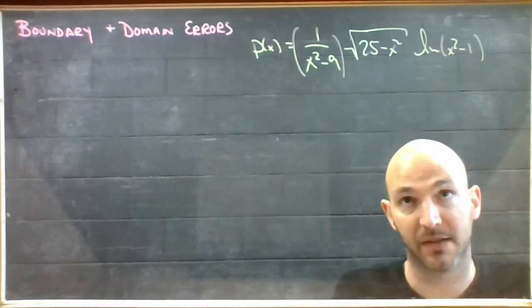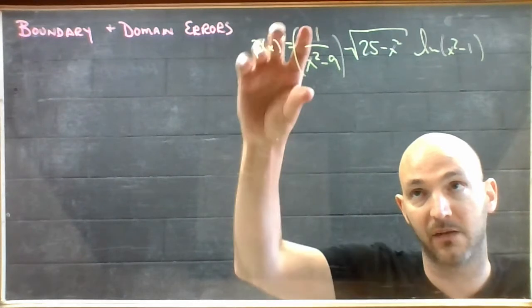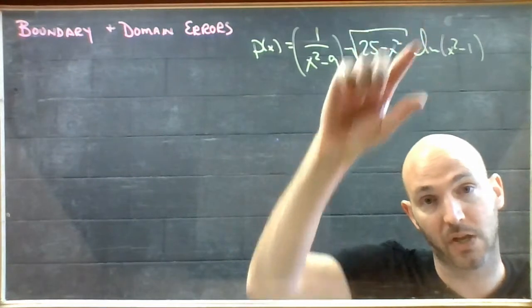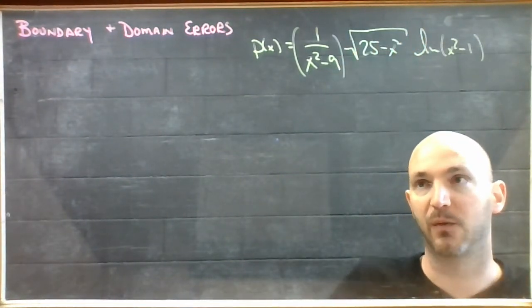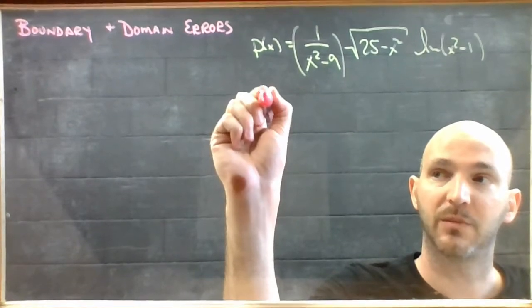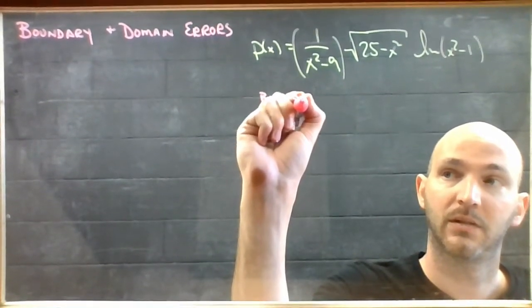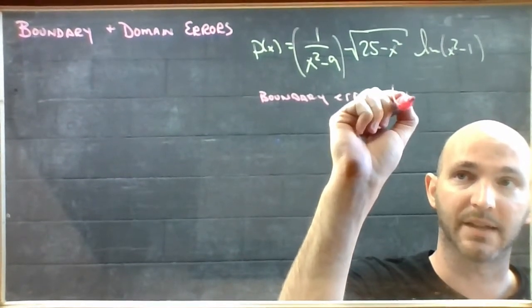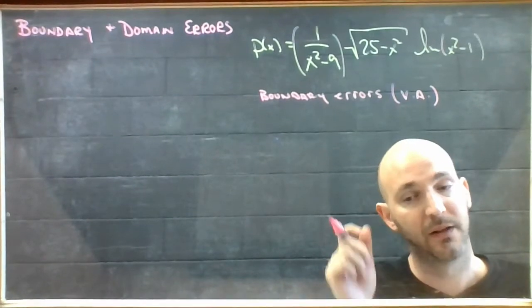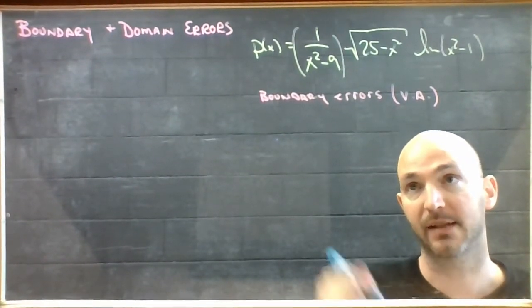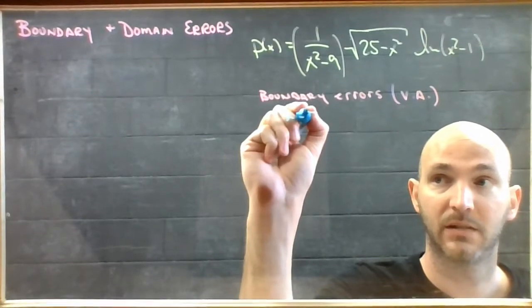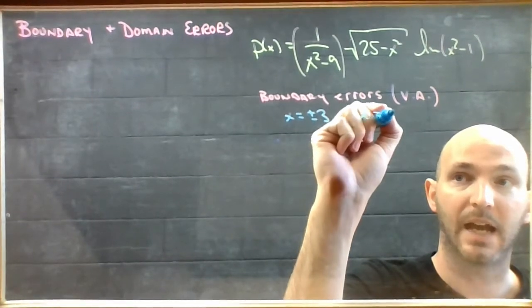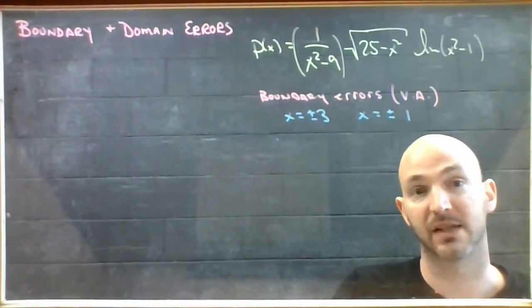So looking at this monster, I can see that I have a rational expression, which should generate boundary errors, and I have a logarithm, which should generate boundary errors. So from this, I will have boundary problems, boundary errors, aka vertical asymptotes. I'm just going to write VA for now. That should happen when x equals plus or minus 3 because of this rational. And it should happen again at plus or minus 1 because of this logarithm.